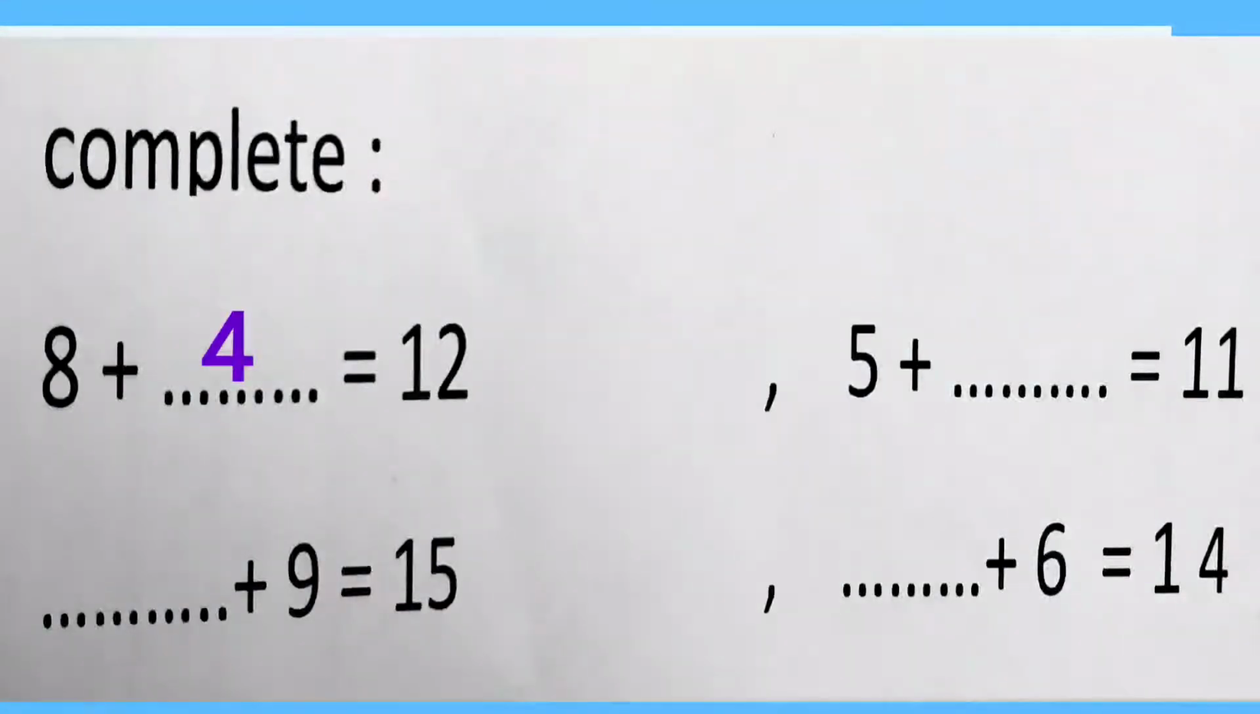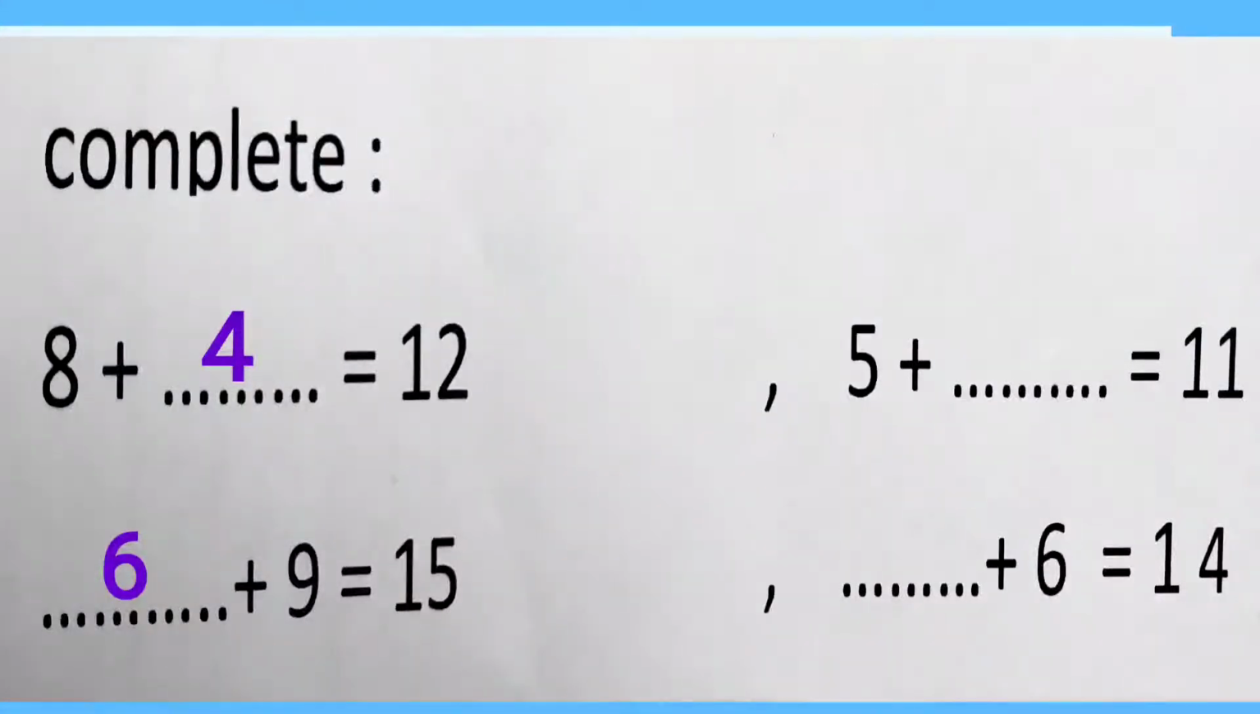Space plus 9 equal 15. We will say after 9 to 15. After 9: 10, 11, 12, 13, 14, 15. So we have 6 fingers. So 6 plus 9 equal 15.